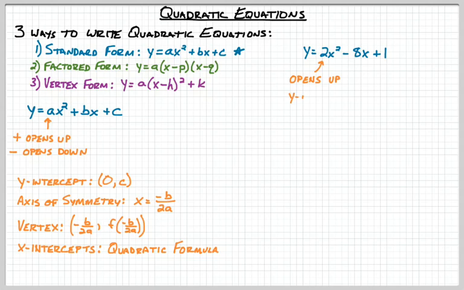The second thing, the y-intercept: when x equals 0, our 2x squared and our negative 8x cancel out, so we're left with 0, 1 for our y-intercept.